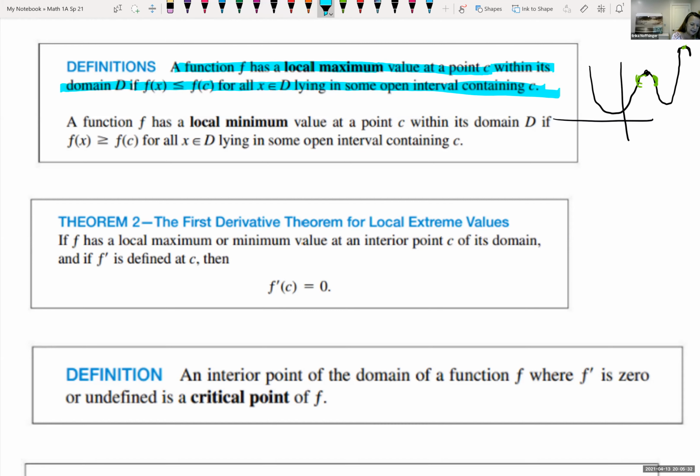So same sort of idea for a minimum. A function f has a local minimum, and there could be more than one, at a point c within its domain D if f(x) is greater than or equal to f(c) for all x in D lying in some open interval containing c. So in here we have some local mins.